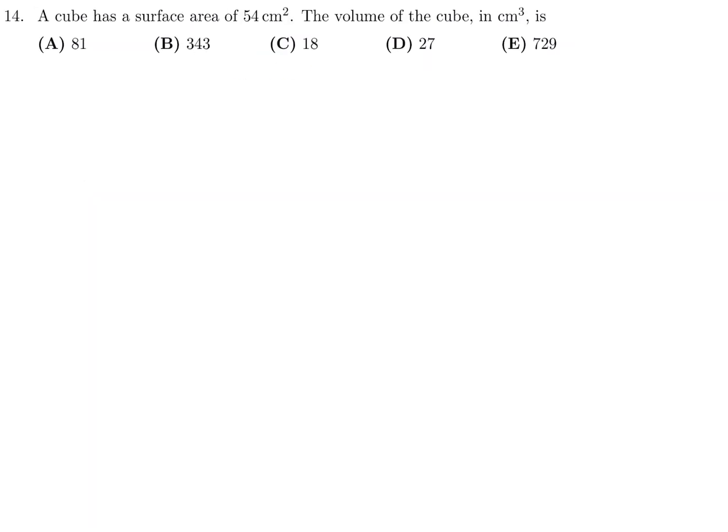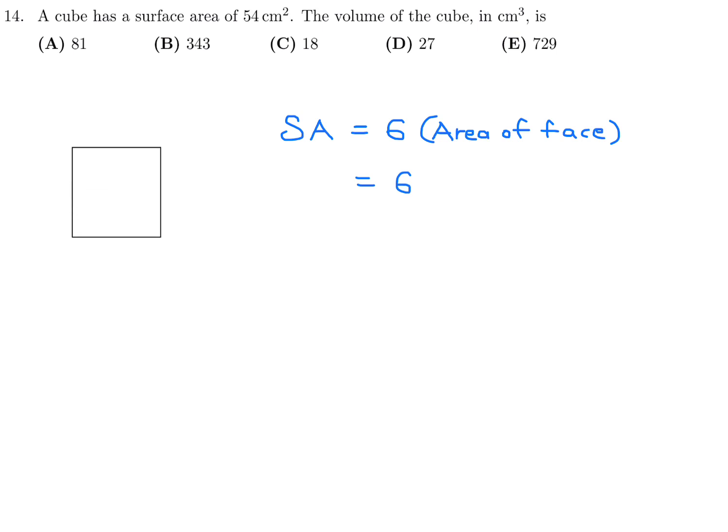The surface area of a cube is 54. The volume of that cube is? The surface area of a cube is written as 6 times the area of a face of the cube. Now the face of a cube is always going to be a square. A cube is basically made up of square faces. So if the side is x, the area of the face is just x squared. So 6x squared is the surface area of a cube.